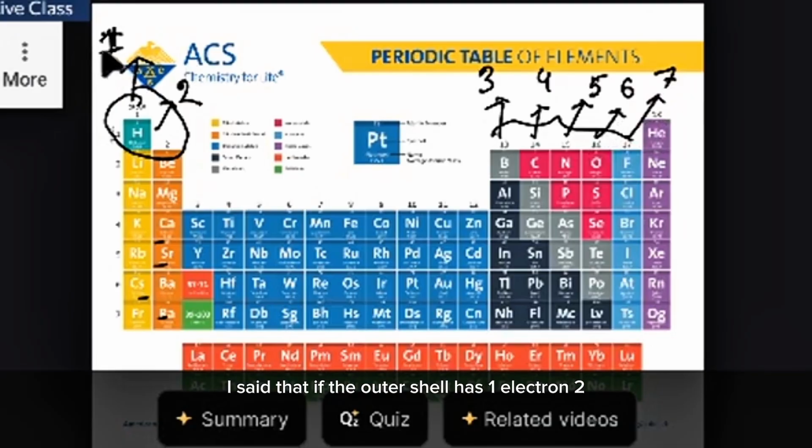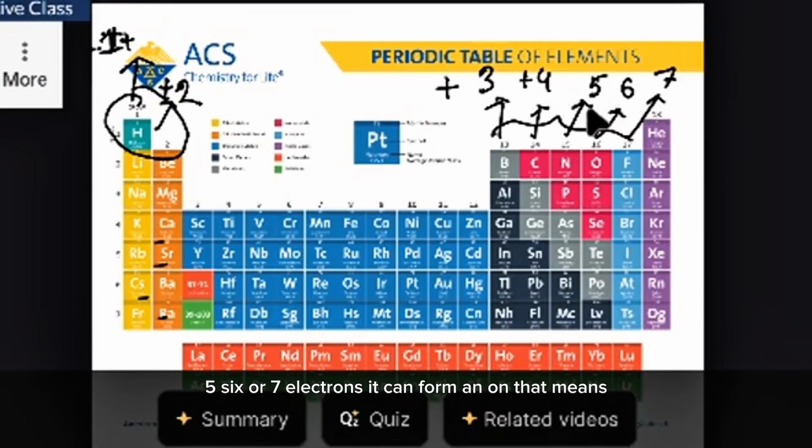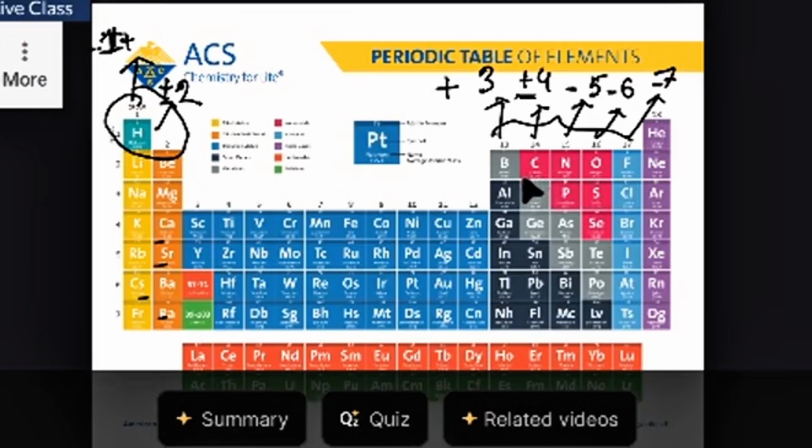Previously I said that if the outer shell has 1, 2, 3, or 4 electrons, it can form cation, that you can add plus 1, plus 2, plus 3, plus 4. And I said if the outer shell has 4, 5, 6, or 7 electrons, it can form anion. That means -4, -5, -6, -7. You can ask, in number 4 we did +4 and -4. Why? Because in this form the atom is not actually metal or non-metal, they act as metalloid. So that's not the topic here. That's why we didn't go into that.